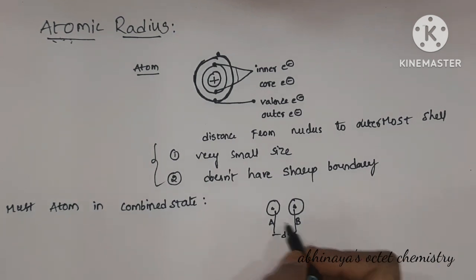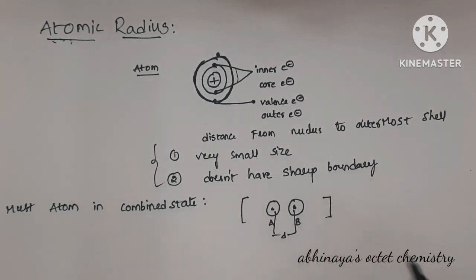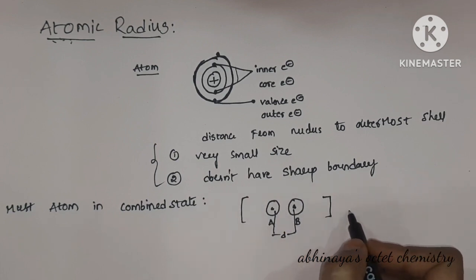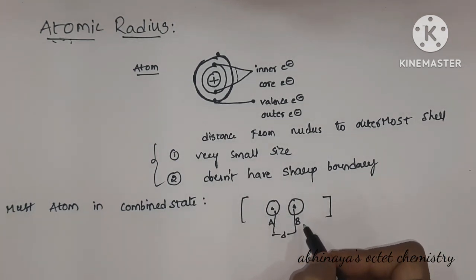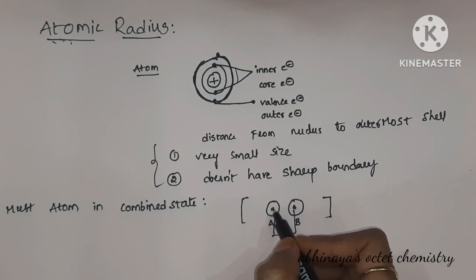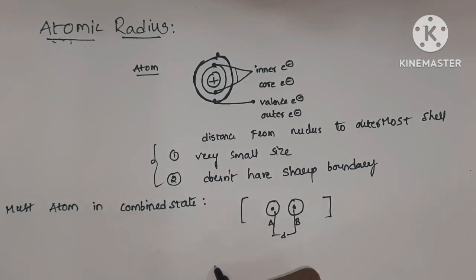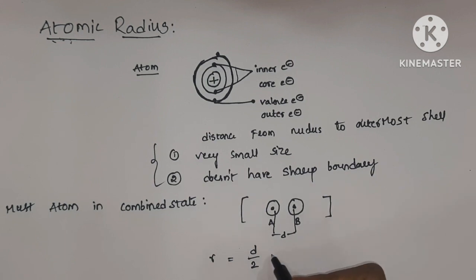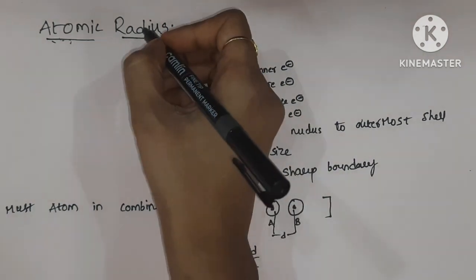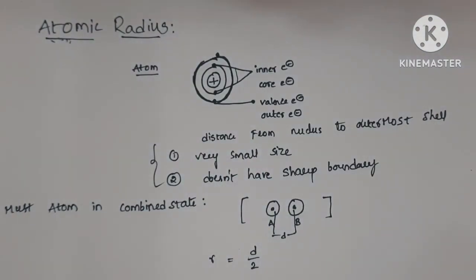So atoms are placed in some compound. This is atom A, this is atom B. The distance from the nucleus of one atom to the other atom is denoted by D. So atomic radius R is equal to D by 2. So r is equal to d by 2. This is the formula we are using for calculating the radius of an atom.